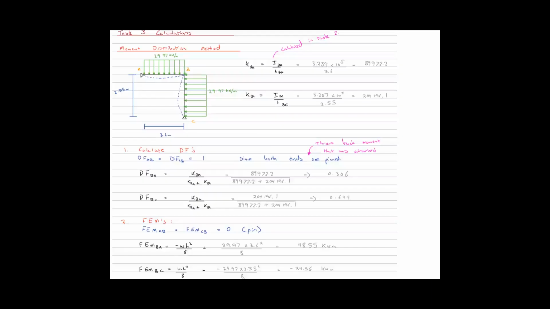The moment distribution method takes a different approach. Unlike the other two methods, the first steps require us to calculate the member stiffness factors, K, which take the moment of inertia, I, into consideration over the length of the beam. Once determining these, I calculated the distribution factors, then using the same fixed end moments that were utilized in the slope deflection method, I began my analysis.